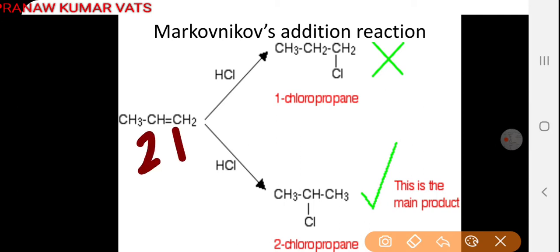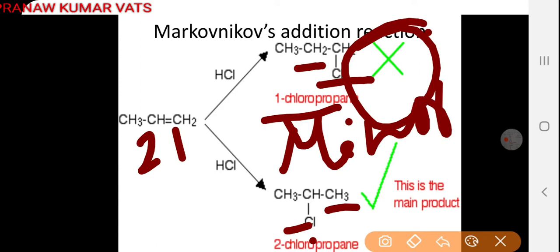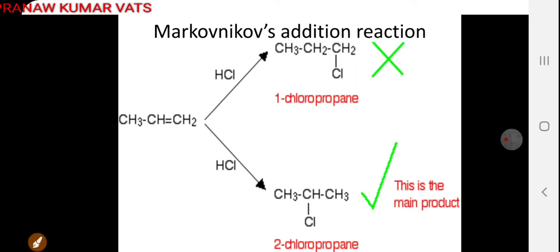First carbon has more hydrogen atoms, so H is going to, you can see here, carbon number 1, and the negative part is going to carbon number 2. In the first case, H is going to carbon number 2 and Cl is going to carbon number 1. You can see this is the wrong product. This will be our minor product. It will form in very small amount, and this one will be our major product. This is Markovnikov addition.